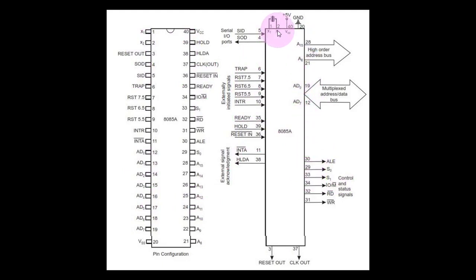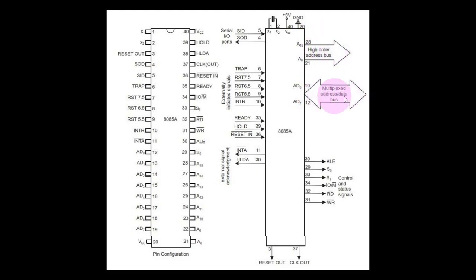So X1 and X2, that is the crystal oscillator, is connected between pin number 1 and 2. For voltage, you have got pin number 40. For ground, you have got pin number 20, right? So these are the basic things that you will require for a microprocessor to come to life. So they are being shown grouped here. Then you can see that there is a multiplexed address and data bus from AD0 to AD7, and the higher order address bus from A8 to A15, means pin number 21 to 28. So they have been grouped like this.